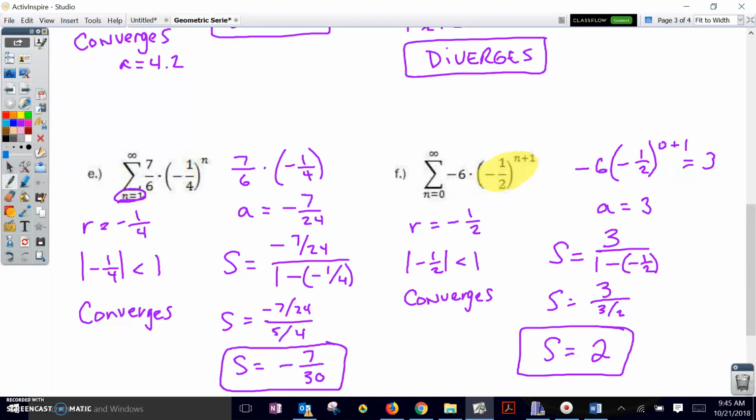Alright, so with geometric series, it's relatively simple for us to decide if they converge or diverge. All we need to do is identify the value of the common ratio, and then see if it has an absolute value less than 1. If so, it converges. If it has an absolute value greater than or equal to 1, then it diverges. Once we've determined that a geometric series converges, it's easy enough to find the sum. We need to make sure that we correctly identify the first term in the series, a, and then we can simply use the formula that the sum is equal to a over the quantity 1 minus r.